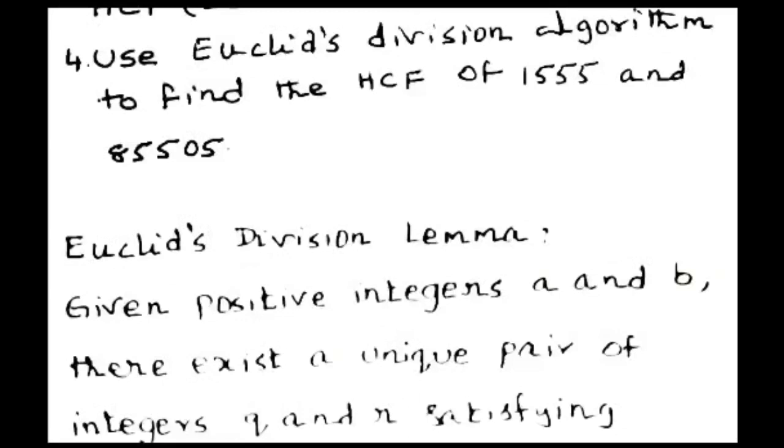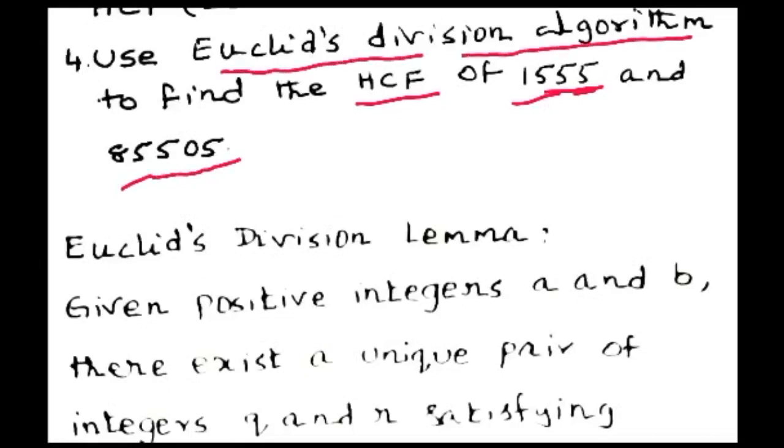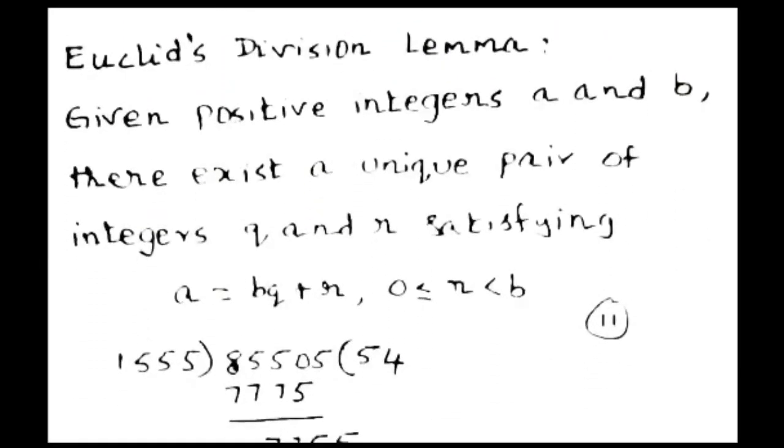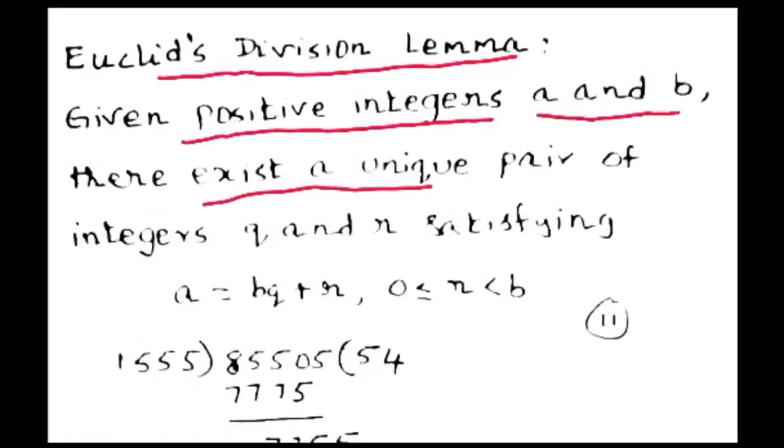Find the HCF of two numbers 1555 and 85505 using Euclid's division algorithm. Now, we note down Euclid's division lemma. Given positive integers a and b, there exists a unique pair of integers q and r satisfying a equals bq plus r and 0 less than or equal to r less than b.